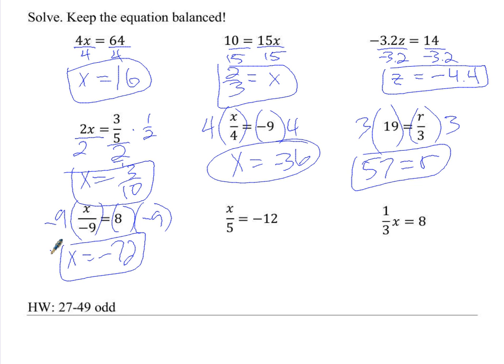Okay, next one. What do we do? Multiply both sides by 5. And on the left, what do we get? On the left, x. On the right, we get negative 60. And finally, what am I doing to x? I'm multiplying it by 1/3. What can I do to undo that?